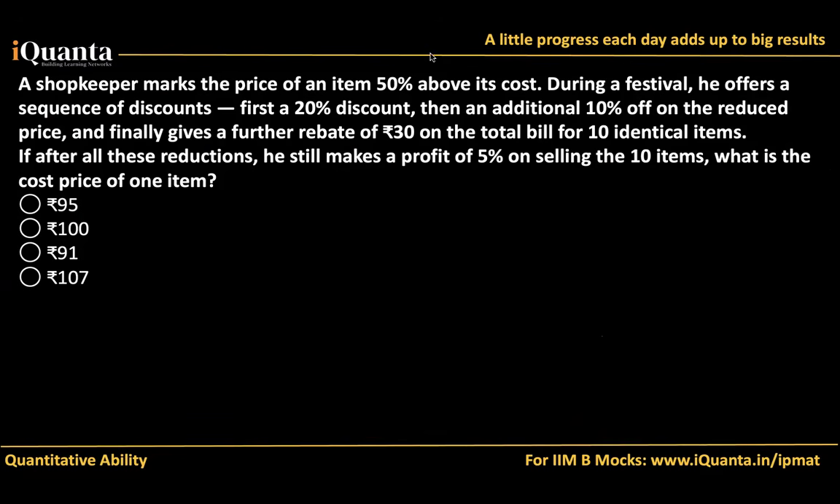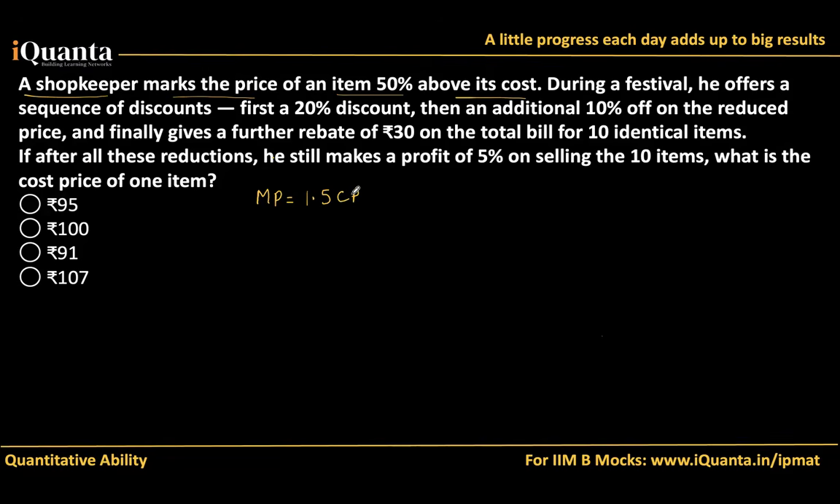Fine. Now let's talk about this question. This was a question based upon profit, loss, and discount. A shopkeeper marks the price of an item 50% above its cost. So you all know that we have MP, SP, CP, they are somehow related, isn't it? You know that MP and CP are related. So if you increase CP by some percent, it becomes MP. So my MP here, mark price, has been marked 50% above CP. So when you increase something by 50%, you have to multiply it with 1.5. So it becomes 1.5 CP.